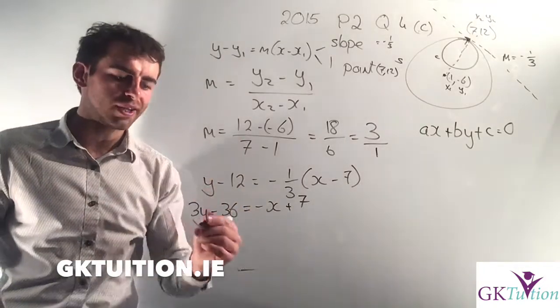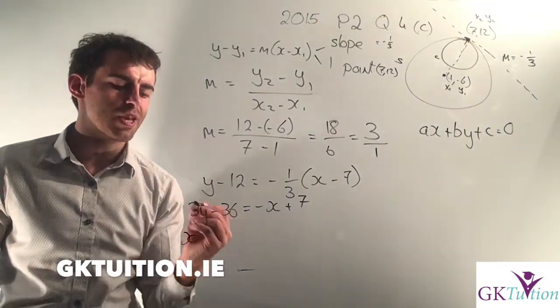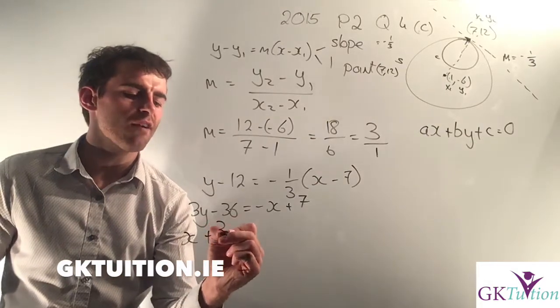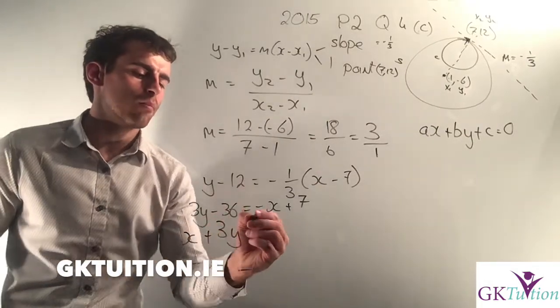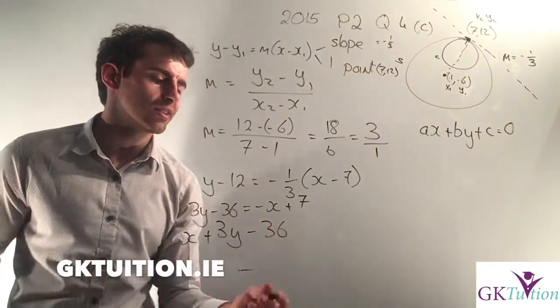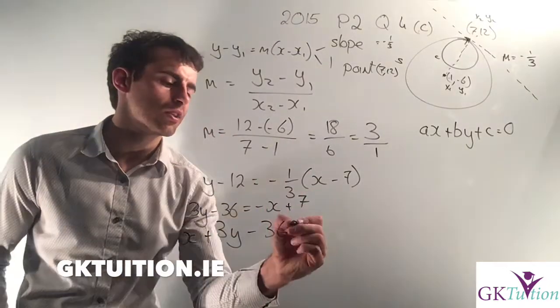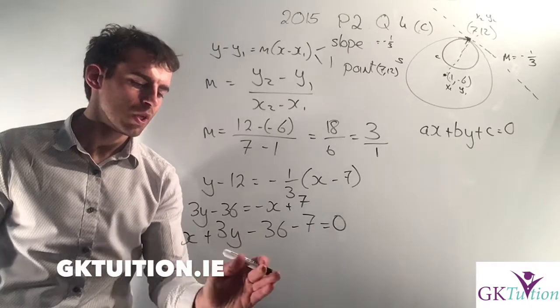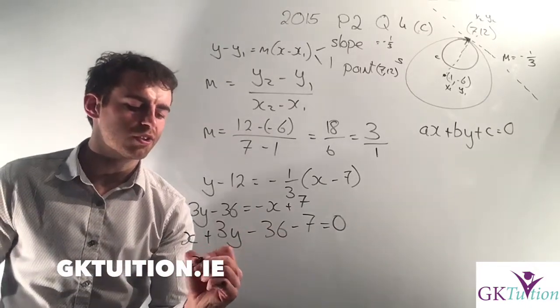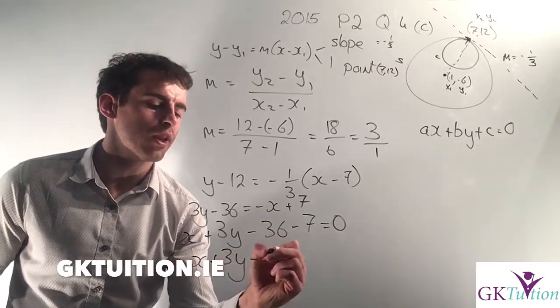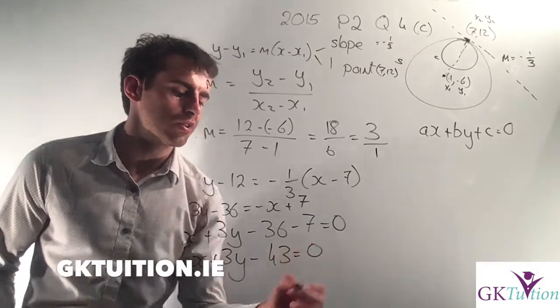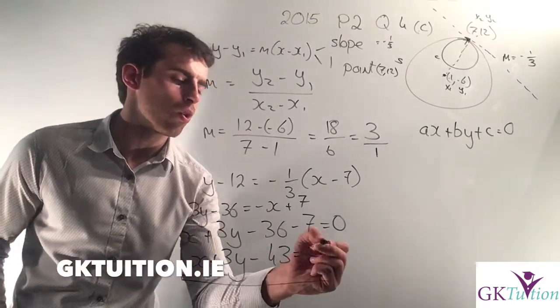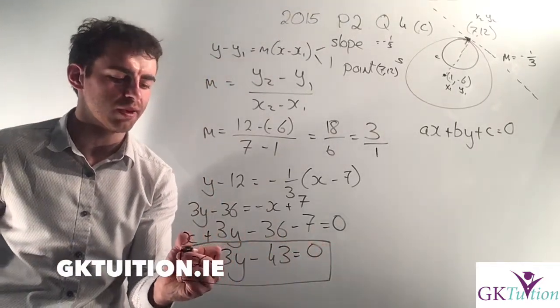So if I bring my minus x across, it'll become plus, it'll just be x. I already have my y's on the left. And my numbers, I've got a minus 36, and if I bring my 7 across, it becomes minus 7. And that's equal to 0. So in this case now, my final answer is just x plus 3y minus 43 equals 0. And that's my final answer. That's the equation of the common tangent at B.